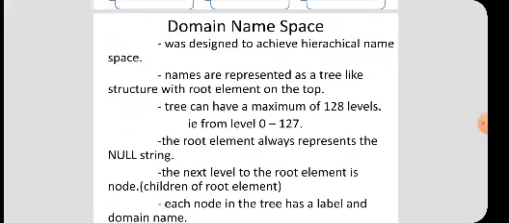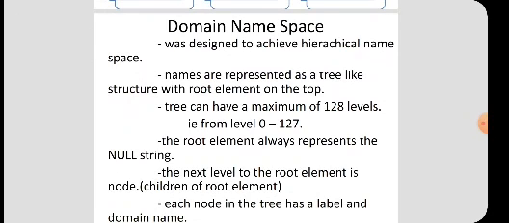What is the domain namespace? The domain namespace was designed to achieve the hierarchical namespace. Here the names are represented as a tree-like structure with the root element on the top. The tree can have a maximum of 128 levels, from level 0 to level 127. The root element always represents the null string. The next level to the root element is node, the children of the root element. Each node in the tree has a label and a domain name.